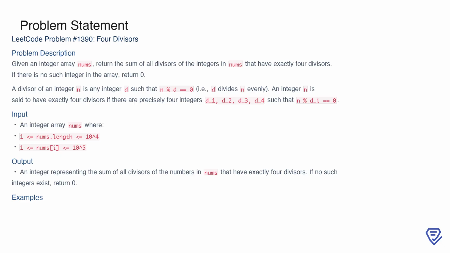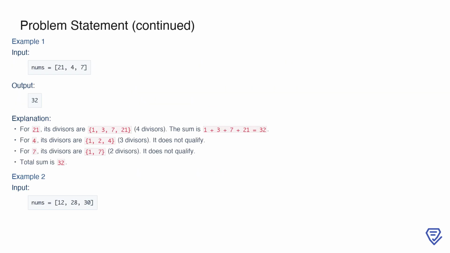The input is an array of integers, and the constraints ensure that the size of the array can be up to 10,000, and the values in the array can be as large as 100,000. Our goal is to compute the sum of divisors for numbers that meet this condition and return it, or return 0 if none qualify. Let's examine the first example to understand the problem better.